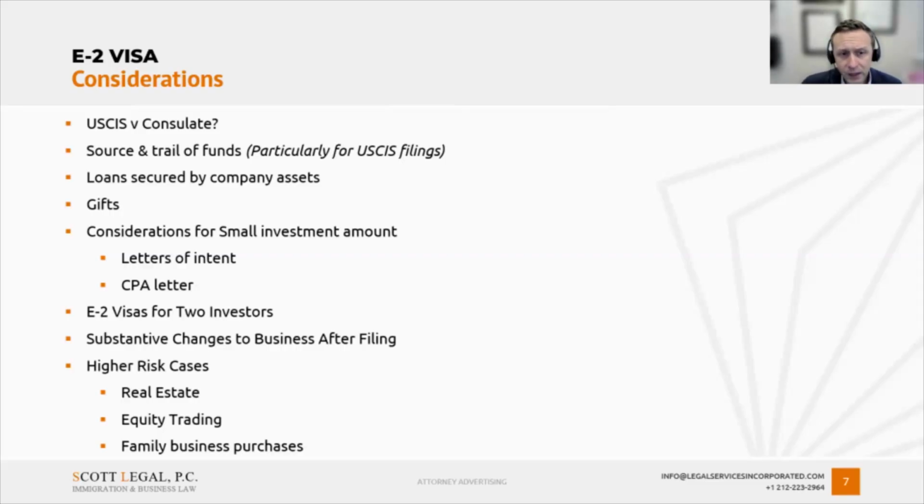Family business purchases. The reason these are higher risk is, the government wants to know, as Yongki said before, that you've made a substantial investment in the business. And if you have bought a business from a family member, the government is going to question whether you made a substantial investment because they may assume you got a discount, you got a preferential rate. So if you're buying a business from a family member, make sure that you have a valuation showing that you're paying the fair market value for the business and that there is an objective measure for the amount that you're paying. So family business purchases can definitely work. You just want to bolster them with evidence that the amount you're paying is the reasonable amount.